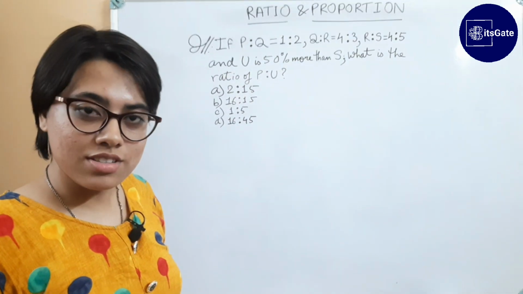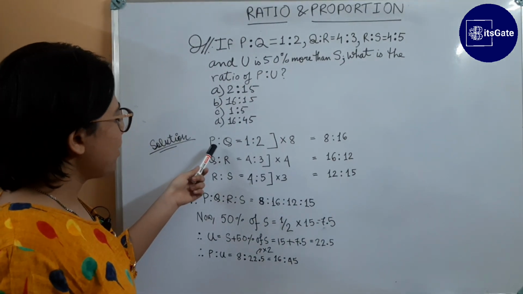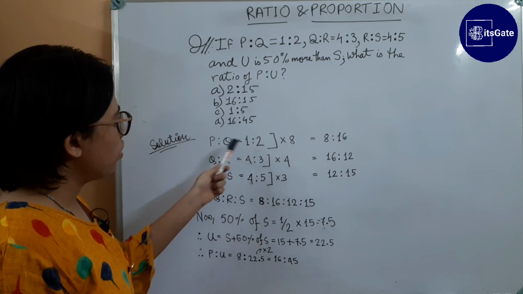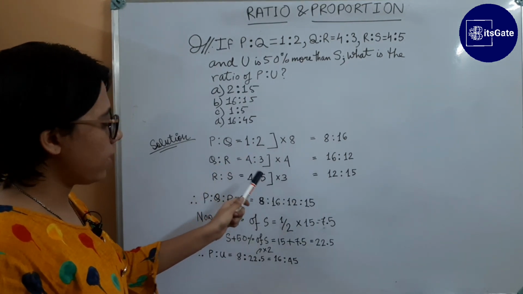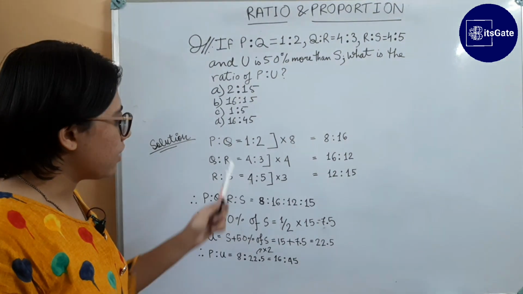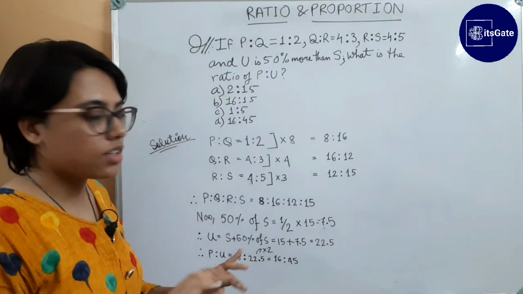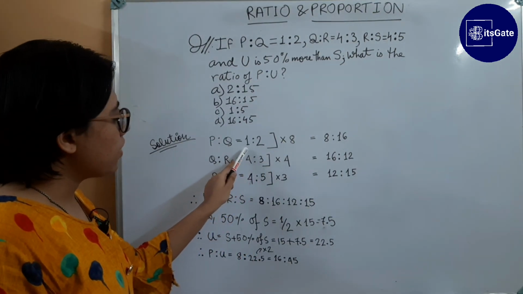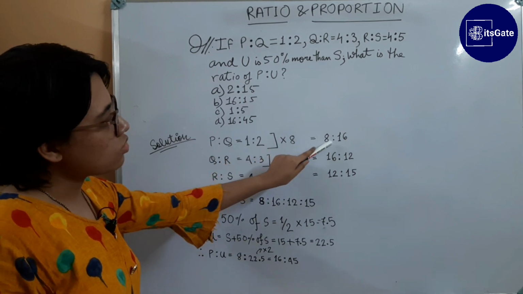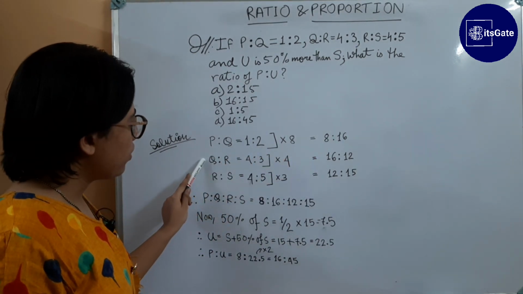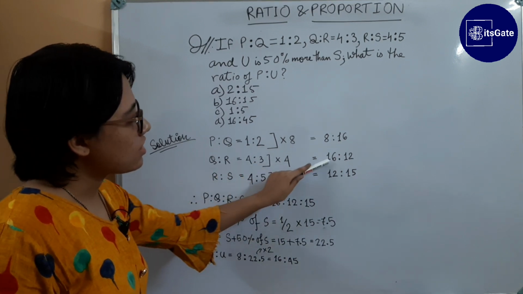So now let's move to the solution. In the solution, we will first see that P is to Q is 1:2, Q is to R is 4:3, and R is to S is 4:5. Now we will have to multiply these ratios in such a way that we get something common. Here we can see if we multiply this P is to Q with 8, we get it as 8:16. Again, if we multiply Q is to R with 4, we again get 16:12.